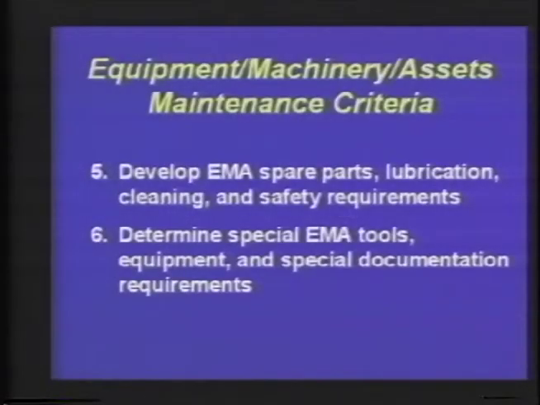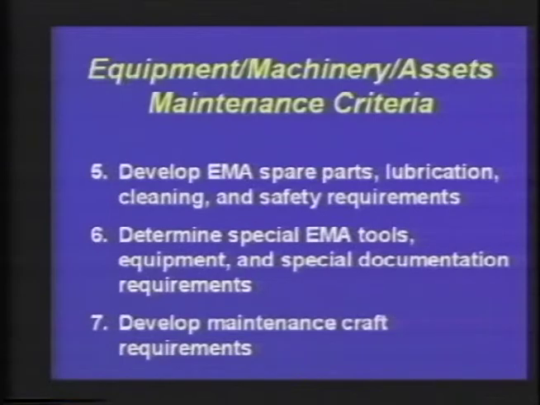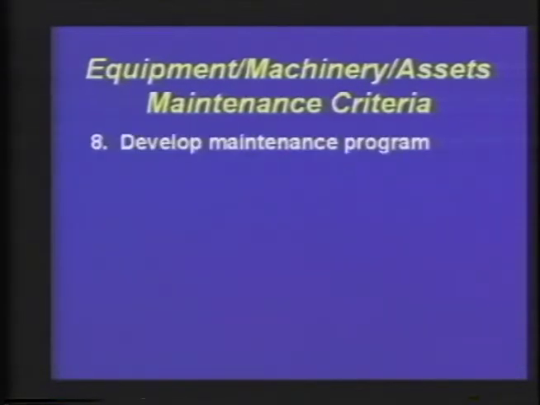Now, item 6 addresses the special tools, the equipment and documentation that may be required to support a specific planned or an unplanned maintenance requirement. 7 addresses the craft requirements, and then, as I indicated, up above in step 4, we have different requirements of both records and files, and those pertain to those elements as identified in step 8.